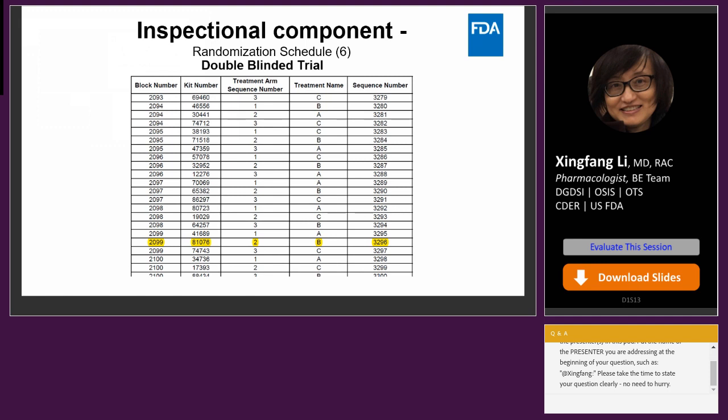Here is a double-blind trial randomization schedule. From the previous slides, we know the qualified subject returns to the site and the personnel assign a randomization number. In this schedule, the randomization number is in the column called sequence number. So when the qualified subject comes in, the personnel assign 3296 for this subject. But the 3296, based on this randomization schedule, is associated with this kit number, A1076. So the subject and the personnel don't know what treatment the subject will receive.